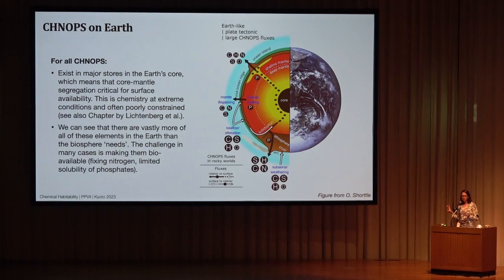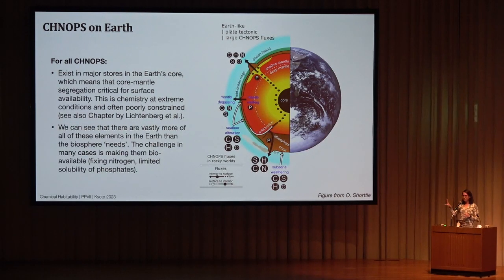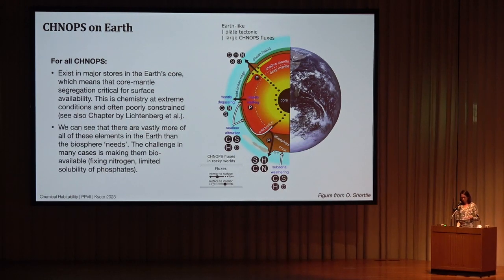Again, all the SHNOPS elements exist in major stores in the core of Earth, pointing towards core-mantle segregation as really a key process that influences the surface or bioavailability of these elements. So there are plenty of SHNOPS in the core overall to support our biosphere, but making them available is important and key.